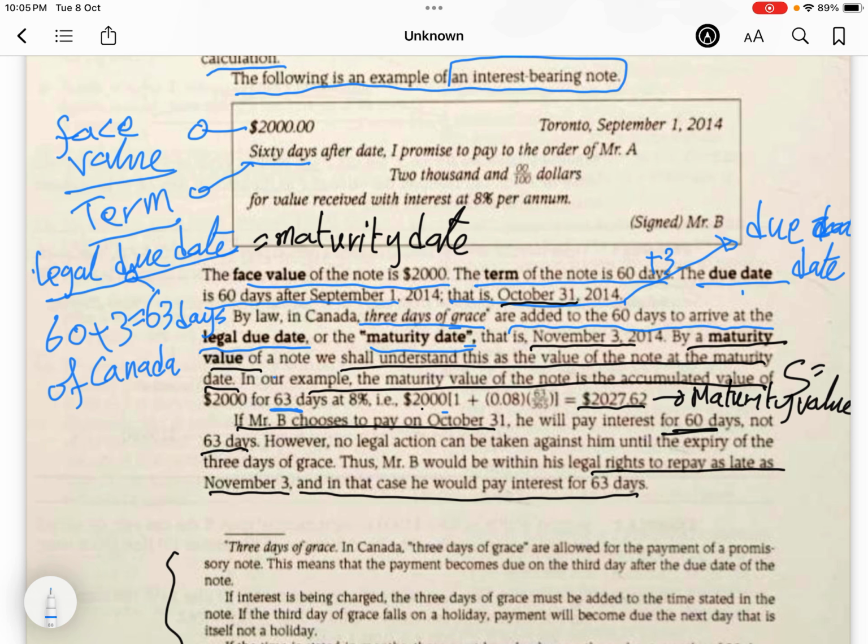If Mr. B chooses to pay on October 31, he will pay interest for 60 days, not 63. However, no legal action can be taken against him until the expiry of the 3 days of grace. Thus, Mr. B would be within his legal rights to repay as late as November 3rd, and in that case, he would pay interest for 63 days.